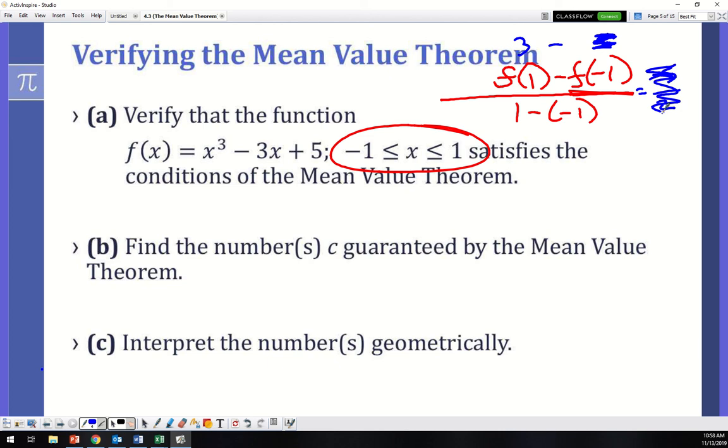Okay. Anyway, we found the slope, right? Yes. Okay, so the slope has to be negative 2. Now, that satisfies the condition. Now, find the numbers c guaranteed by the Mean Value Theorem. Find the numbers c.